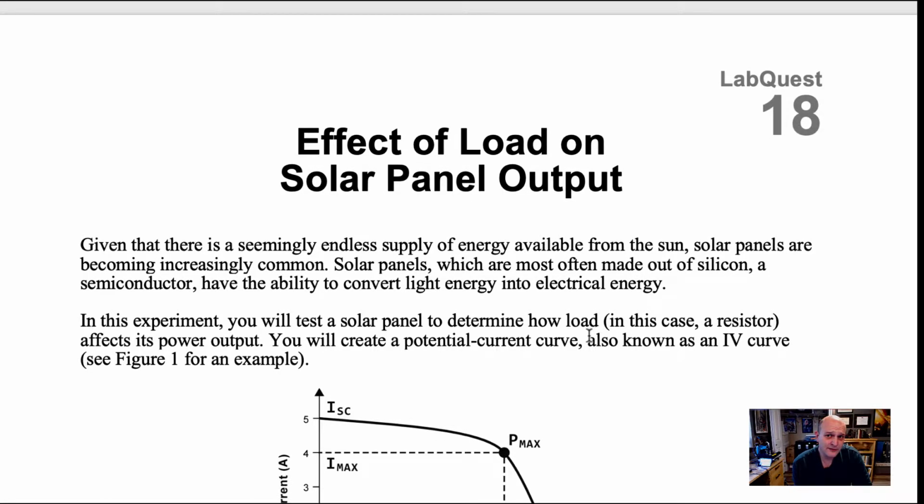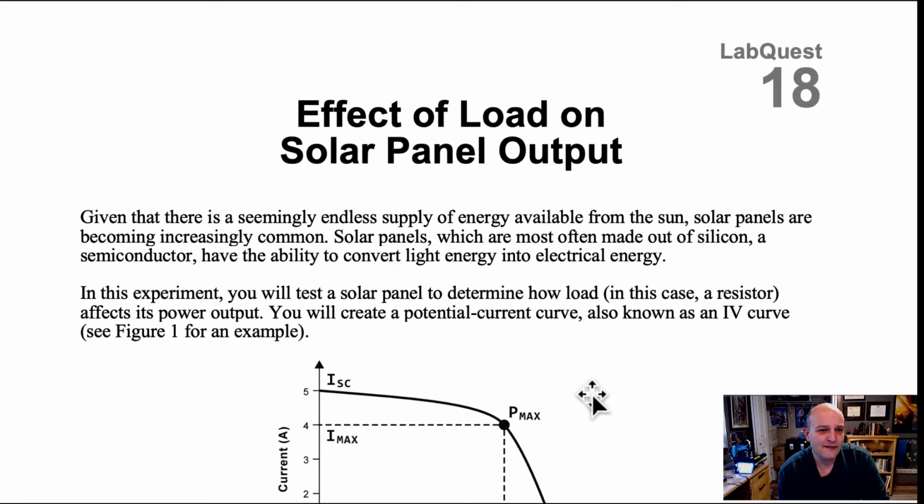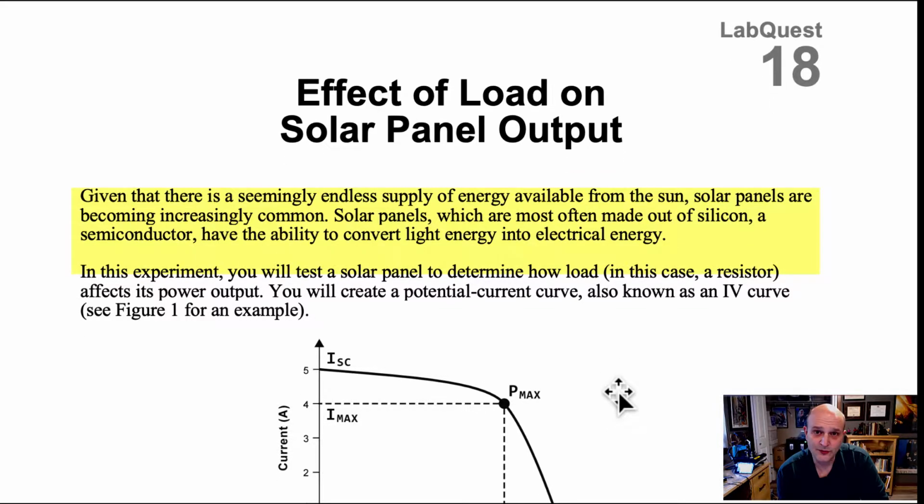I'm going to read some of this aloud to you, and then we'll go through some of it. Some of it I've already done. It reads, given that there is a seemingly endless supply of energy available from the sun, solar panels are becoming increasingly common. Solar panels, which are most often made out of silicon, a semiconductor, have the ability to convert light energy into electrical energy, which you already knew. Here's something you may not know.